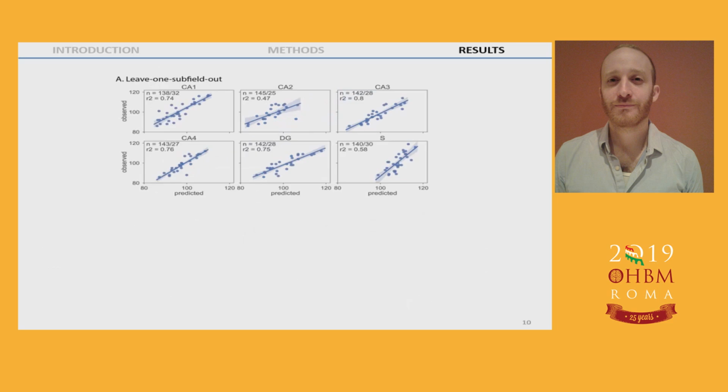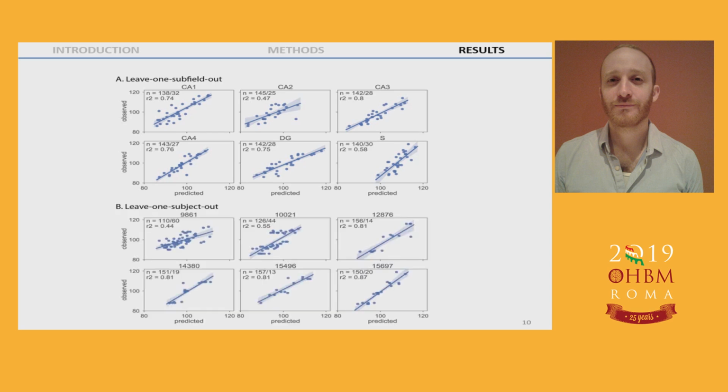So we did a leave one subfield out analysis where we trained our model on samples from 5 of the subfields and then used this to predict samples from the 6th subfield. And what that revealed was that this gradient was actually quite consistent across the subfields that we had labeled. And we did something similar with the leave one donor out analysis and found once again the gradient was fairly consistent across the 6 donors.